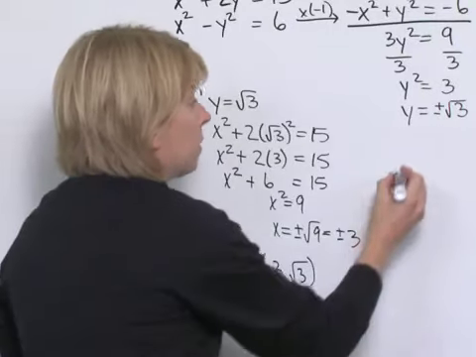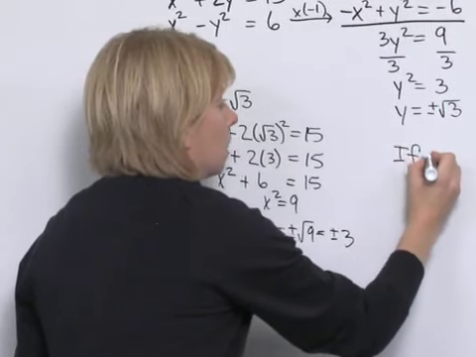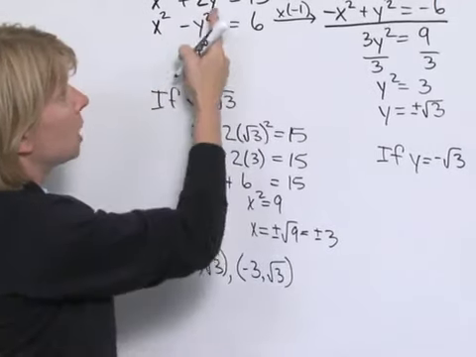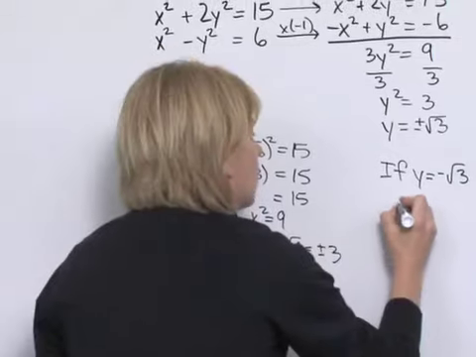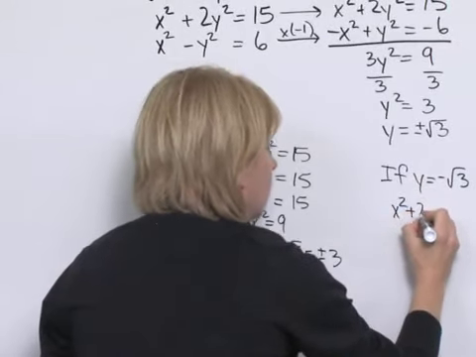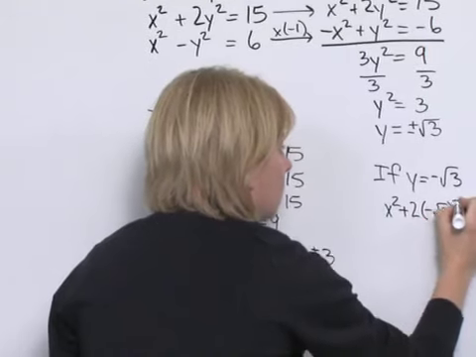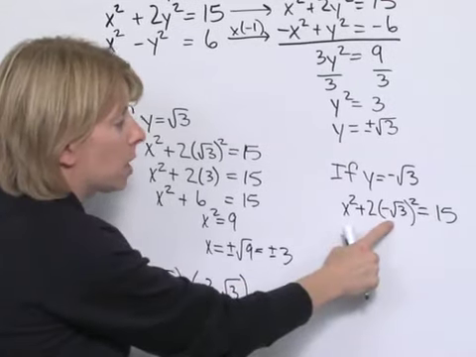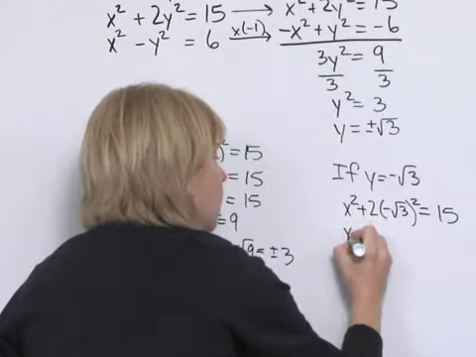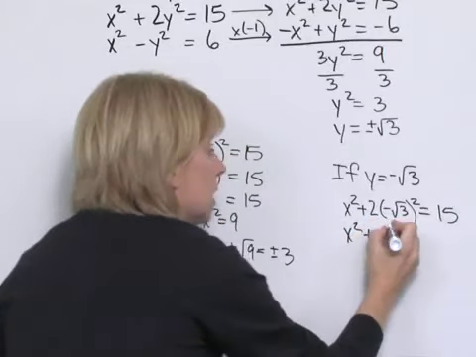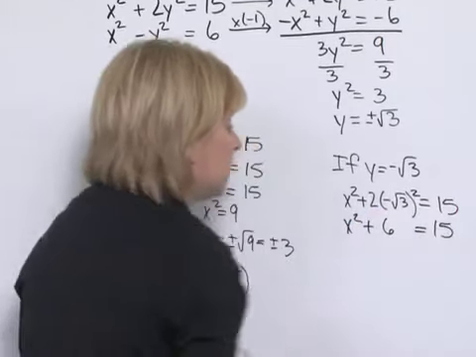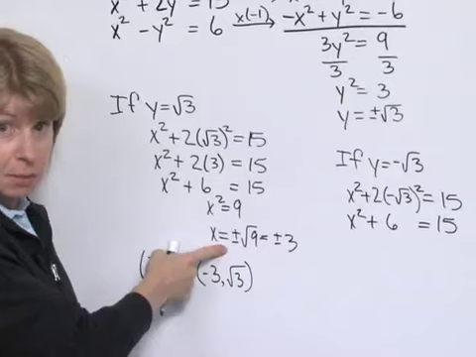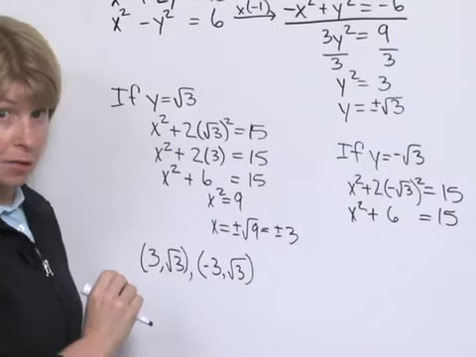So if y is negative square root of 3, and again I'm going to use this first equation, put in negative square root of 3 for y, equals 15. Squaring negative square root of 3 will give me 3. I'll have 2 times 3 is 6, equals 15. And you can see that we have the same equation as we did back here. And of course it's going to have the same solutions. So I'll get x is positive 3 or -3.